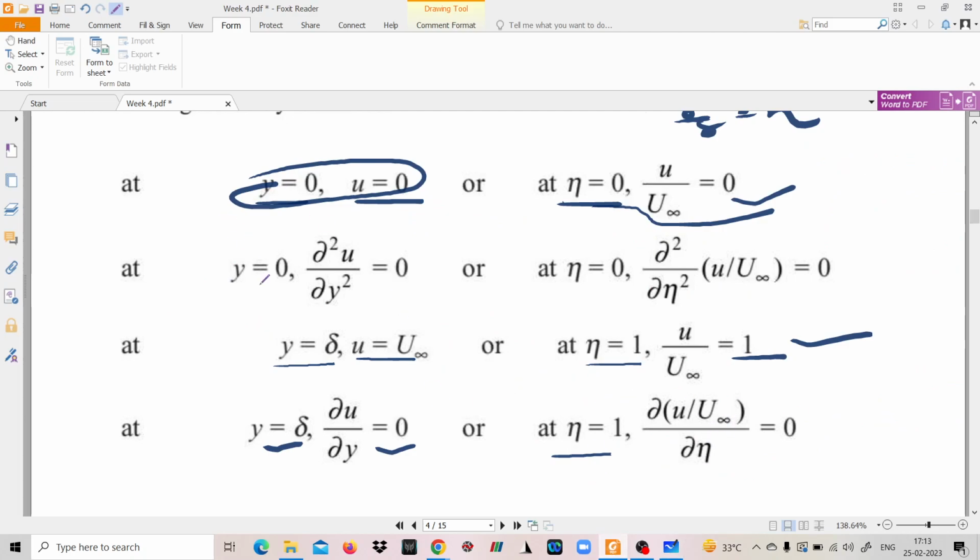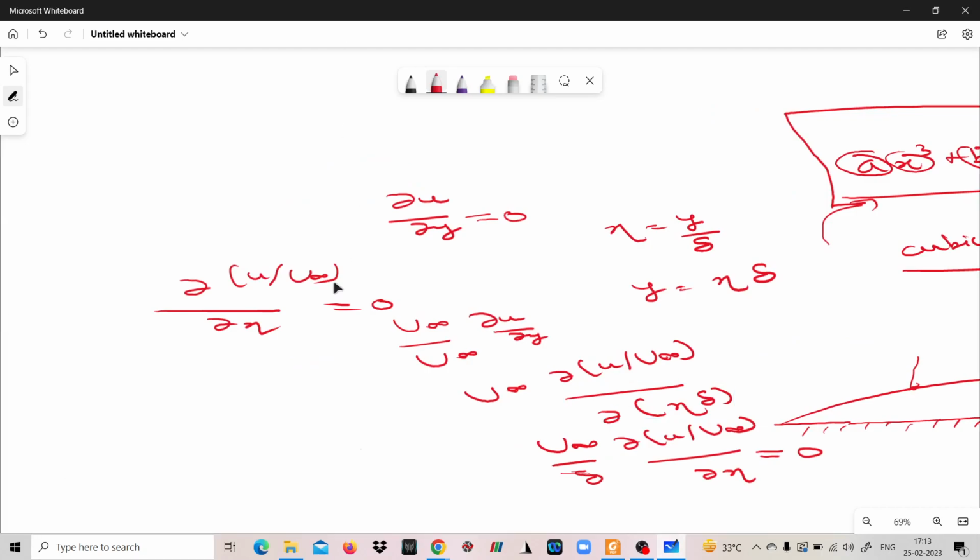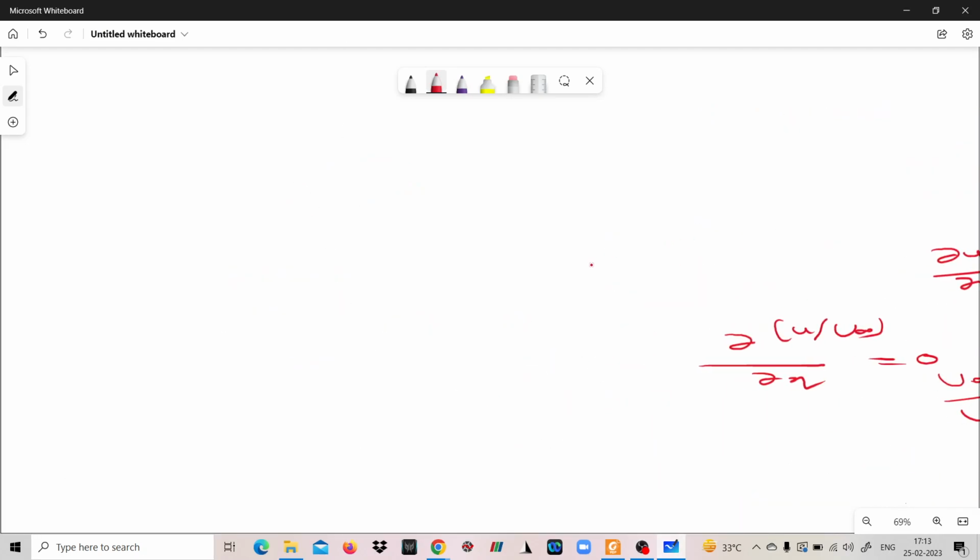Okay, now let us come to the second part. At y equal to 0, that is on the surface of the solid, we know that u is equal to 0, but del u by del y is maximum, because the velocity gradient is maximum here, from the no slip condition.